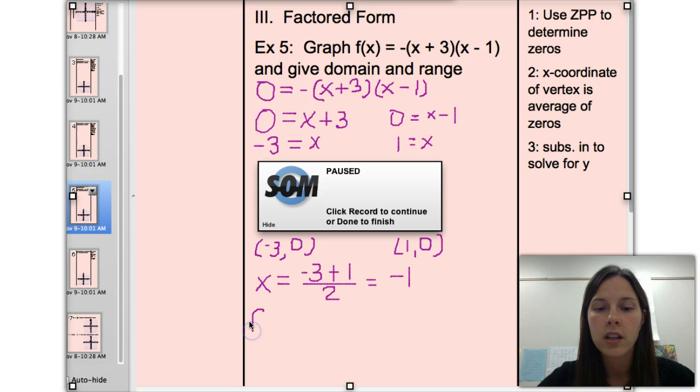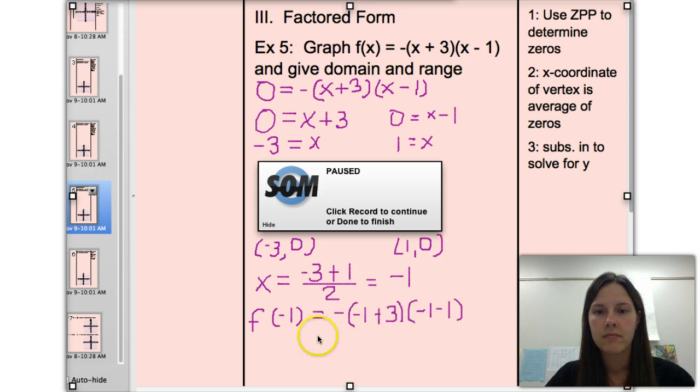To get the y-coordinate of the vertex, we're going to substitute -1 back into the function. Alright, so I substituted that value into the function. Evaluating, we get -1 plus 3 is 2, times -2 is -4, times -1 gives us a +4. So our vertex is (-1, 4).